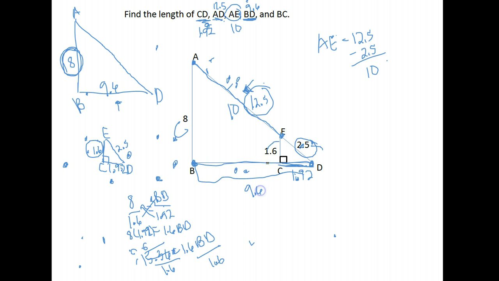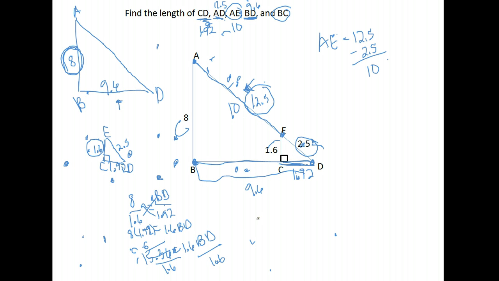Sure enough, the last thing they ask me is the length of BC. Notice BC is just a part of that bottom that I just found. I know that the end section down here is a length of 1.92. I know the whole thing is 9.6, so I'm just going to take 9.6 minus 1.92. And I get 7.68.